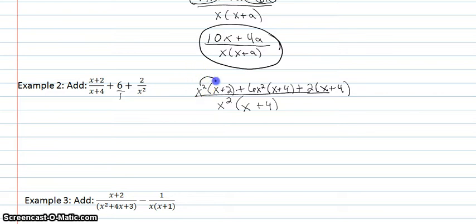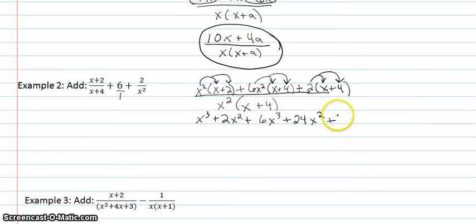Alright, now we need to go ahead and use the distributive property with those terms that are outside the parentheses. So I'll have x cubed plus 2x squared, and I'll go on to the next one. That's plus 6x cubed plus 24x squared plus 2x plus 8. That is all over the x squared times x plus 4.